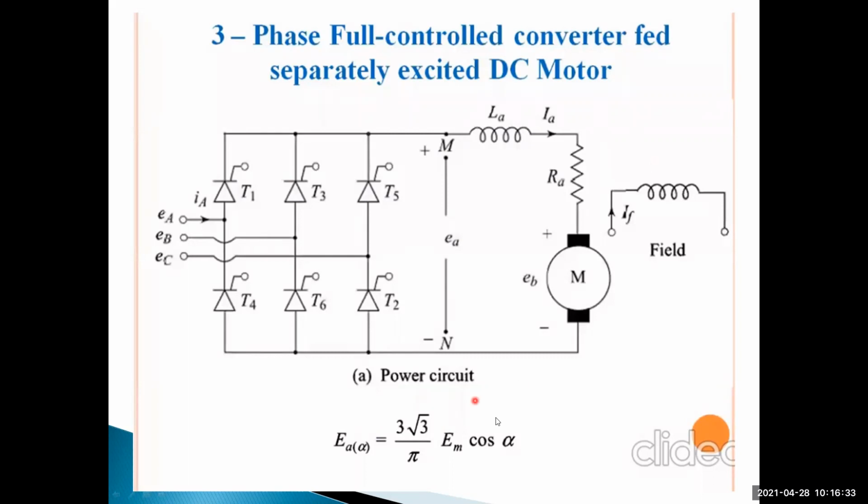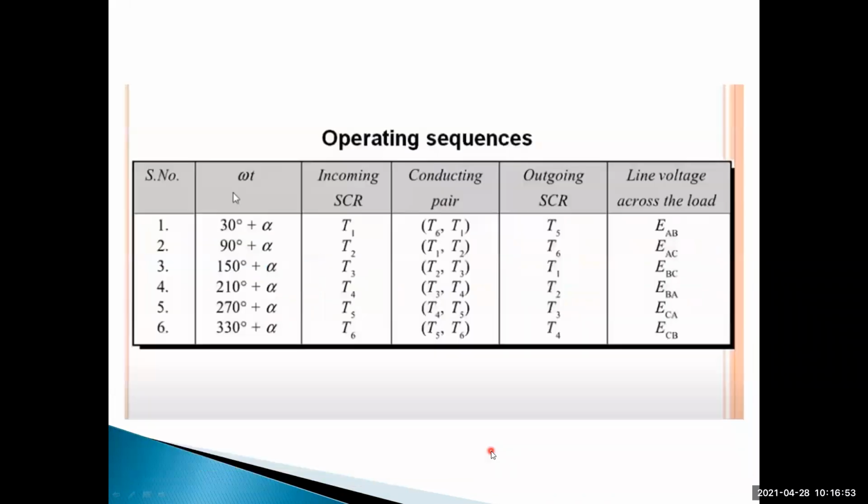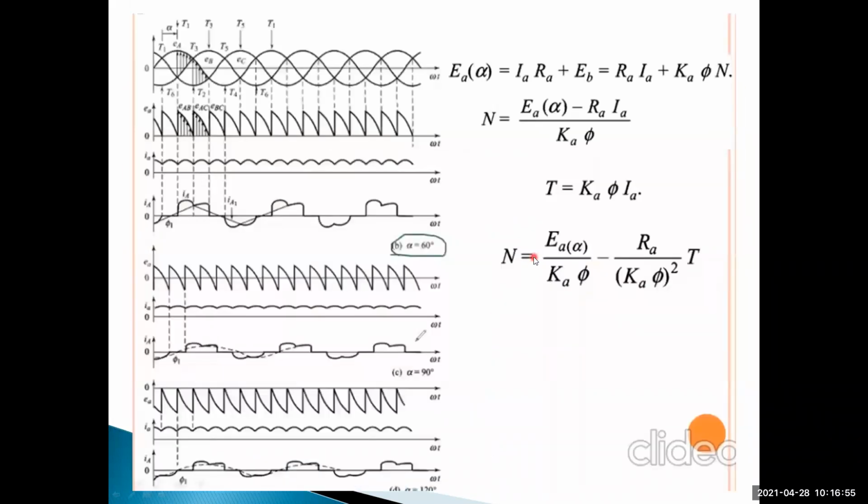Okay, derivation is not required for the power semiconductor trace. Here, by varying the firing angle, we have to control the speed of this separately excited DC motor. Understood? We have to control the separately excited DC motor by changing the firing angle. You know the relation, firing angle versus speed.